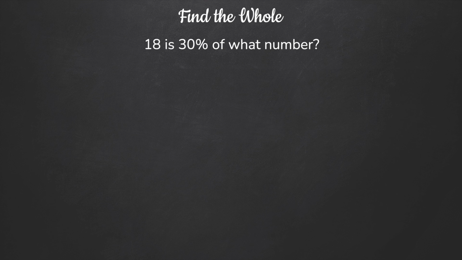Next we have 18 is 30% of what number? So we have 30% here, so we're going to replace percent with 30. And 30% is 30 out of 100 because percents are out of 100. Then we know that 18 is 30%, so we're going to replace is with 18. So the 30% and the 18 are on top together because 18 is 30%. And we want to figure out what it's out of, and that's why we're looking for the denominator.